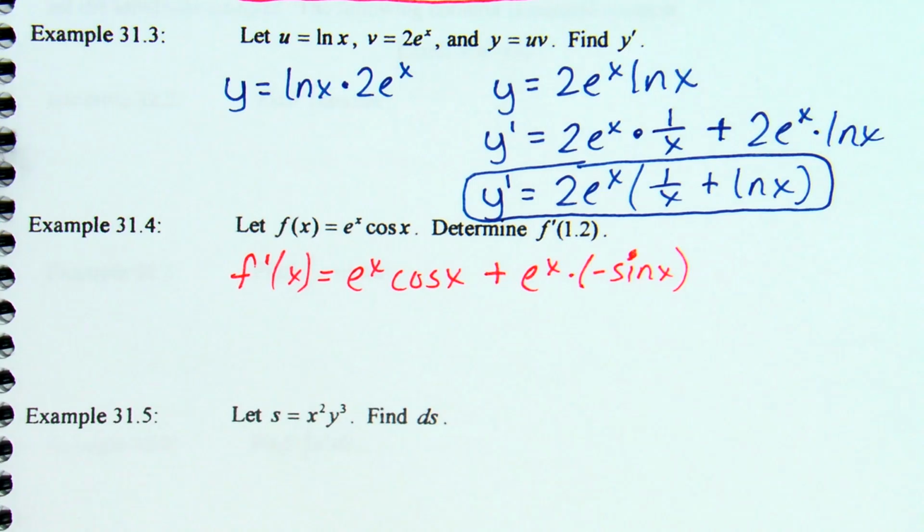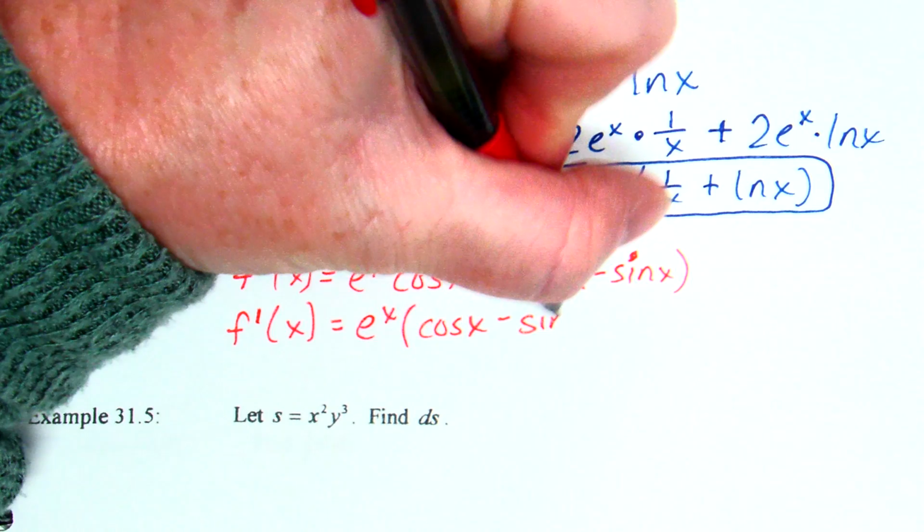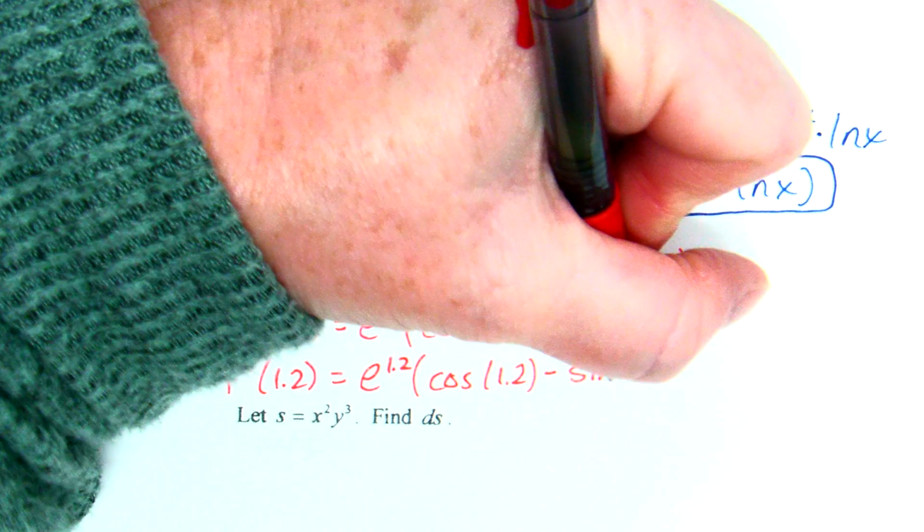Now, for cleanup purposes, you could factor out e to the x, and then what's left in the parentheses? Cosine x minus sine x. And then to do f prime of 1.2, plug it in. E to the 1.2 times cosine of 1.2 minus sine of 1.2.